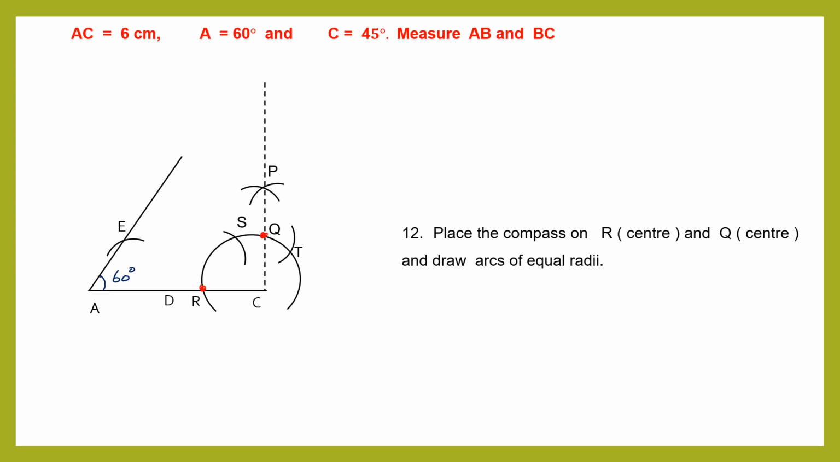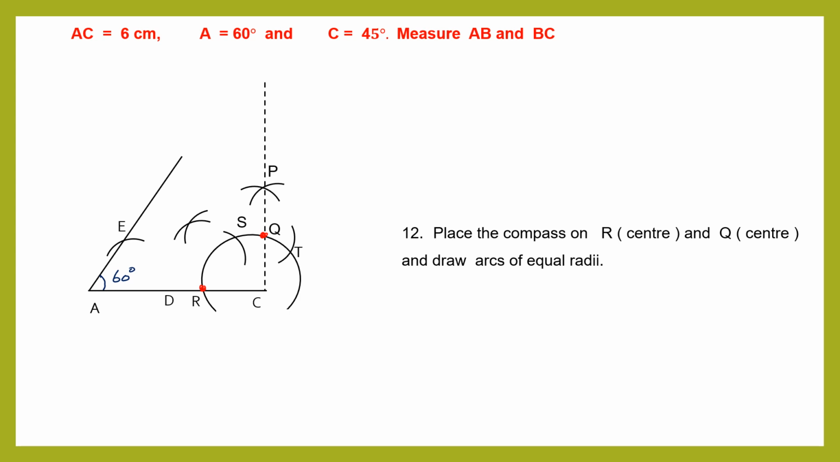Now remember, we are drawing a 45 degrees, which is half of this 90 degree. That means it will come somewhere here, isn't it? So your arc should be drawn somewhere this side. So keep that in mind when you draw your arcs. So place your compass at R, draw an arc, place it at Q, cut that arc. So we have the first arc, we have the second arc.